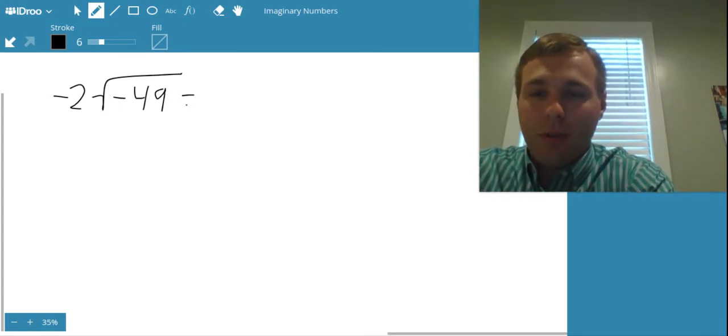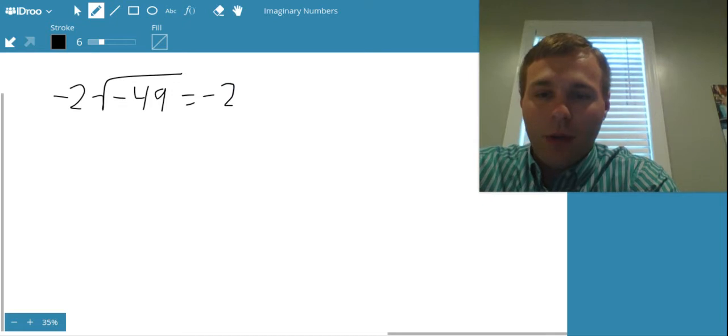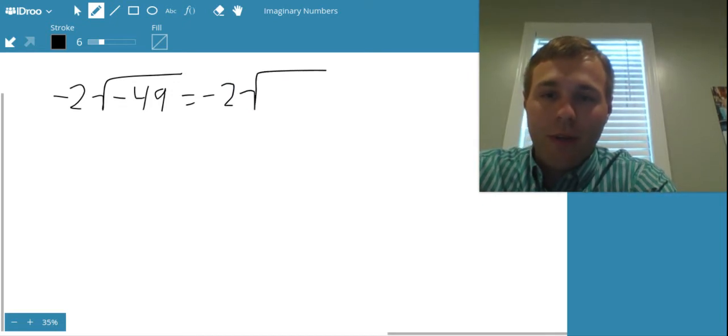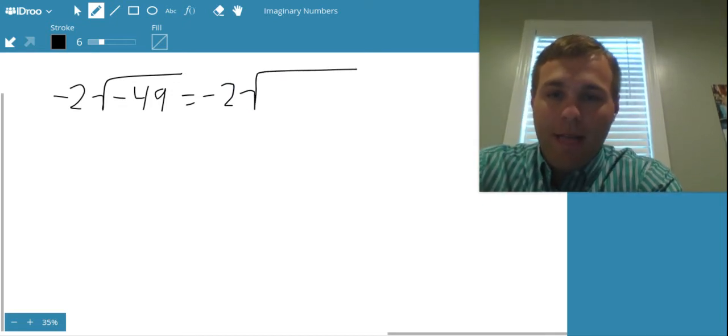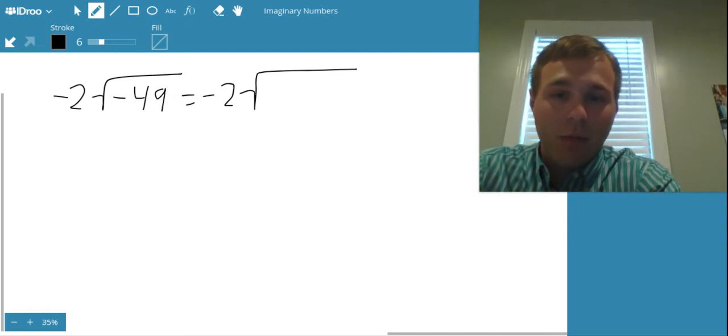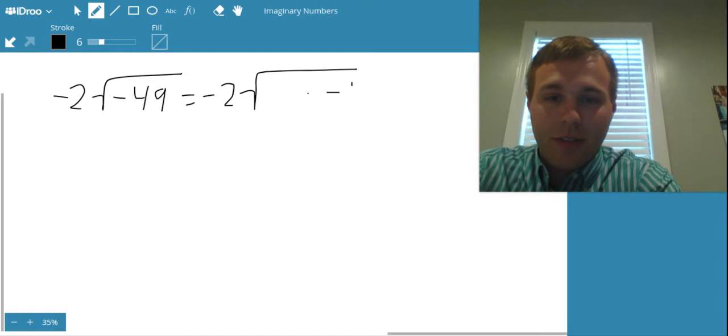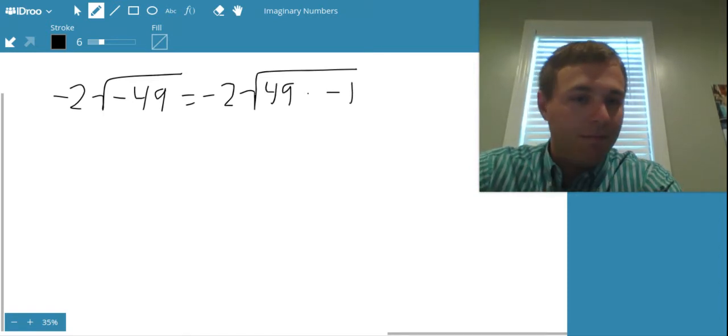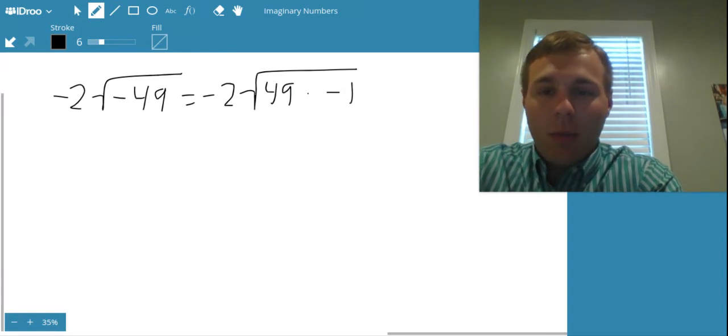Well, first thing you do is you need to break down the square root of negative 49 into two different integers, or two different terms. Break it down into something times -1. So in this case, what is times -1? Well, you just do 49. It's not that challenging. And then you start working this down.